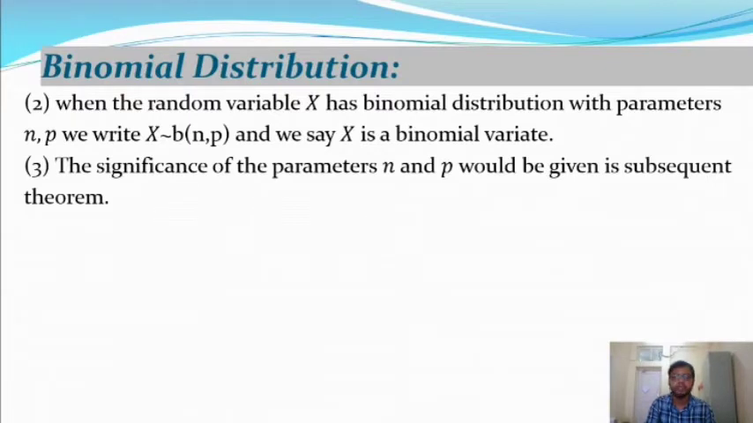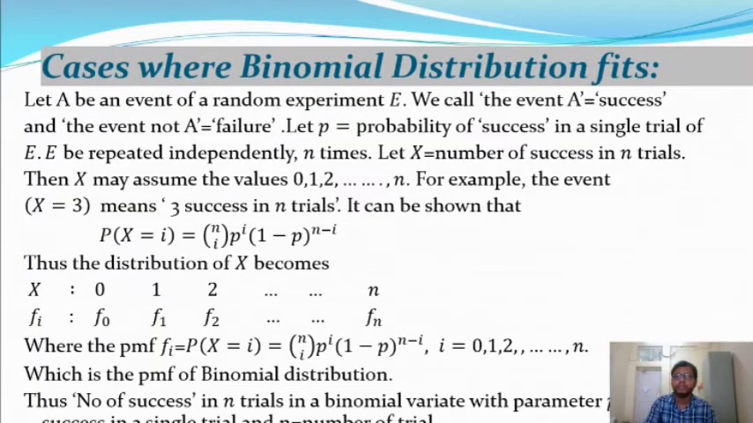Okay, so there are 3 notes on the binomial distribution. The first one is the properties of the binomial distribution: the summation of f_i is equal to 1, as well as f_i is greater than or equal to 0, and any binomial distribution can be written as X distributed as B(n, p), where n and p are the parameters. And after that we will talk about the cases where the binomial distribution fits.